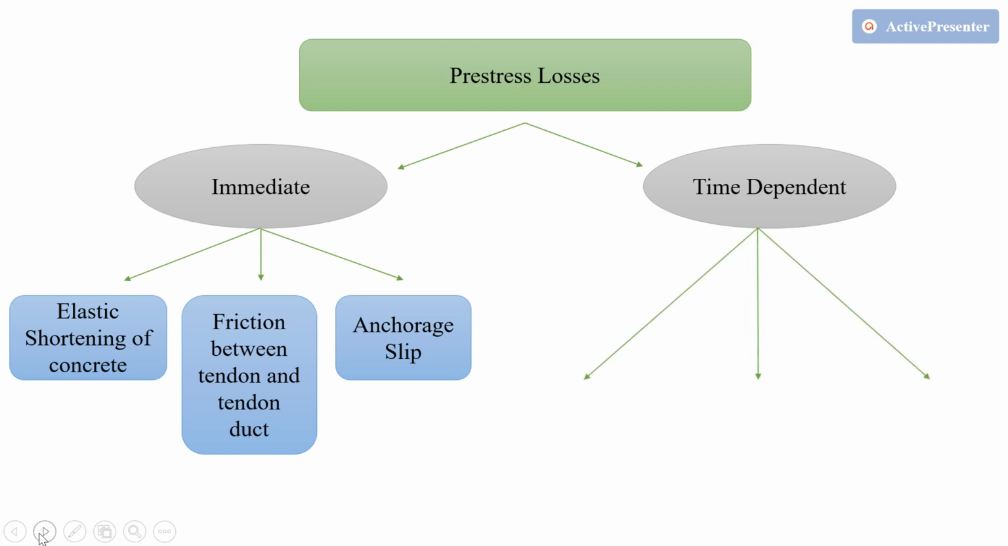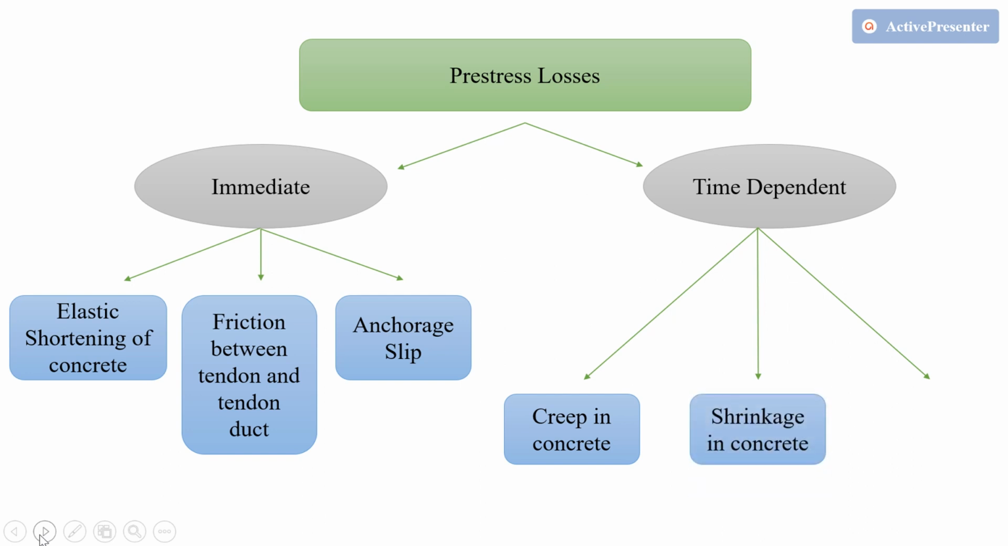And time dependent I can classify into three. First, the creep in concrete, that is the deformation due to sustained load. Shrinkage in concrete, it is a reduction in length due to the water present in it. Then the relaxation of the steel. In due time, the steel will get relaxed, and as a result the length of the steel will get changed. So these are the two main types of losses, that is immediate and time dependent, and the subcategories are given. We will discuss each and every one in detail.